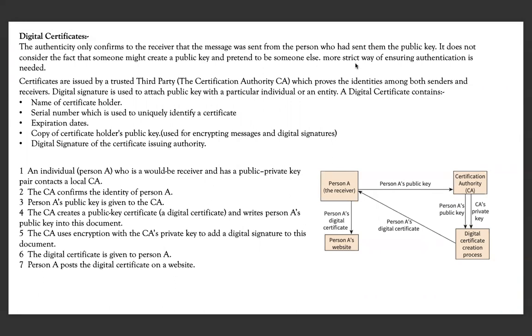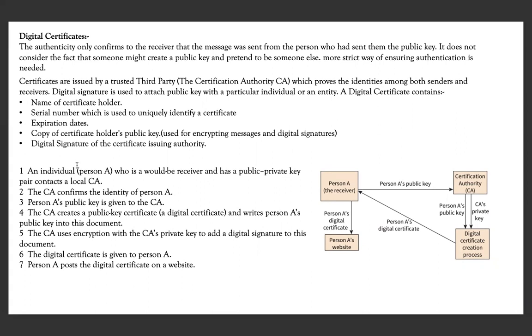A more strict way of ensuring authentication is needed, and this strict way is with the help of digital certificates. The certificates are issued by the trusted third party, the certification authority, which proves the identities of both senders and receivers. Digital signatures are used to attach a public key to a particular individual or entity, and these are the contents of the digital certificates.